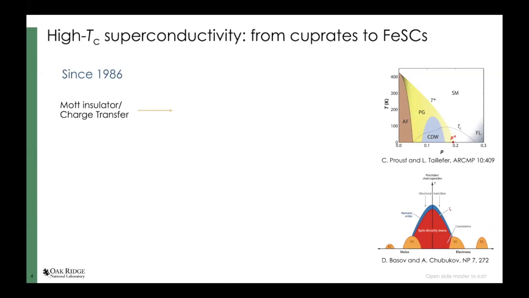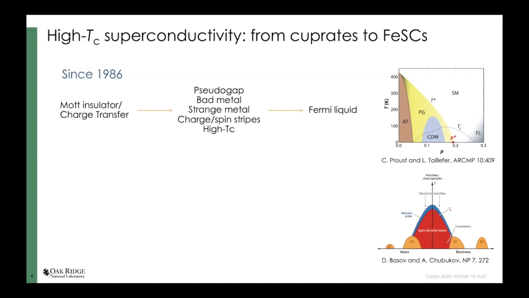If you dope with holes or electrons, you actually end up with a very complicated phase diagram. From the high energy scale to the low energy scale, you have pseudogap, bad metal phase, strange metal phase. You have charge or spin stripes or density waves, and eventually you get high temperature superconductivity. And if you keep doping your system, you end up in a Fermi liquid phase on the heavily overdoped side.